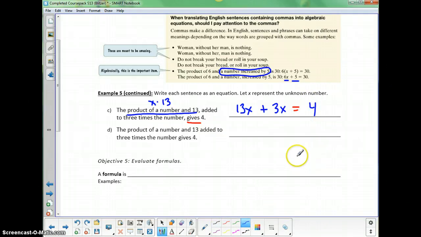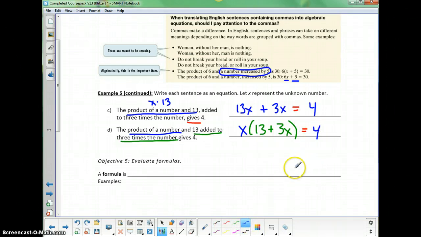Now let's look at that same sentence again without the comma. The product of a number and 13 added to 3 times the number. So it's the product of a number and 13 added to 3 times the number. This order difference is very important in the way I would write this equation down. Gives 4. We're going to solve this equation differently based on whether or not it has parentheses. So I need to make sure that I know when it has them and when it does not.